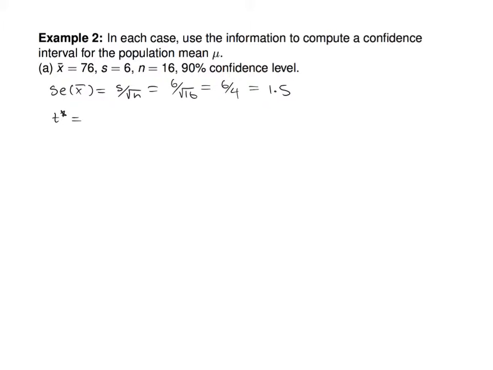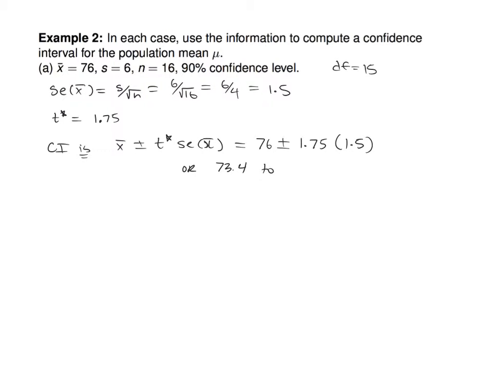For t star, what's your degrees of freedom? Okay, great. We're at a 90% confidence level, so look for the t star associated with 15 degrees of freedom for that confidence level. 1.75, beautiful. Okay, so then your confidence interval is x bar plus or minus t star times the standard error of x bar, which is 76 plus or minus 1.75 times 1.5. Do you buy that? That gives us 73.4 to 78.6. I definitely did some rounding there.